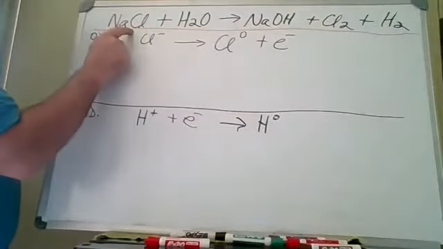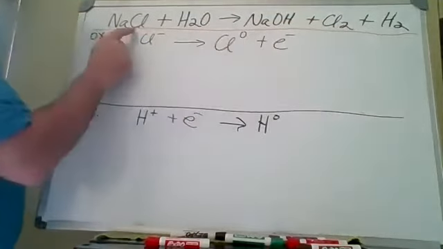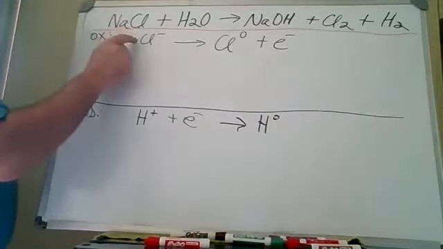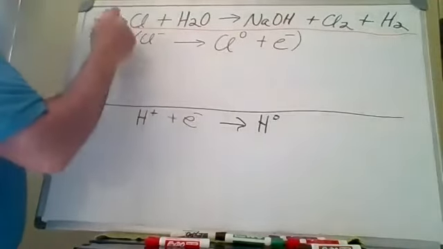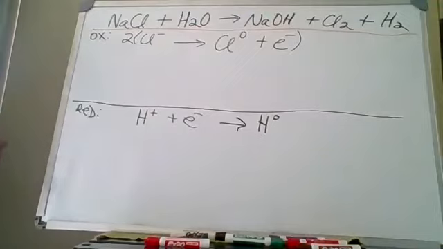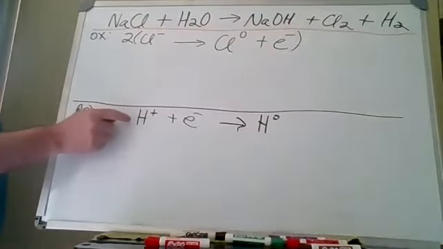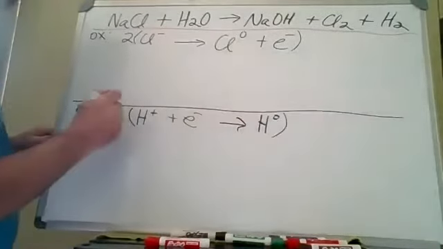This is the only chlorine here. So both of these chlorines that end up as 0 must have come from the sodium chloride. So I must multiply this half reaction by 2. I must multiply it by 2. All right? Now, if I'm going to multiply that reaction by 2, I have to multiply this reaction by 2. Right? So let's proceed to do that.